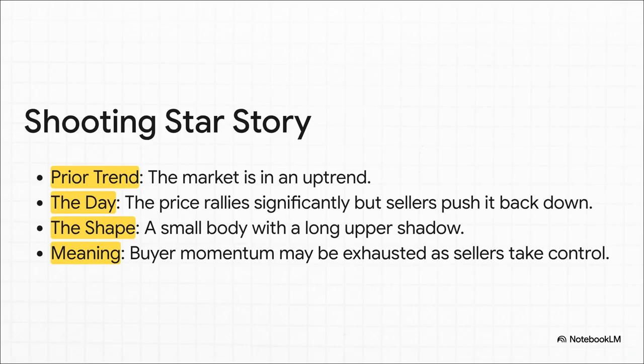They push the price way, way higher, creating that long upper shadow, but they can't hold it. The sellers step in and just slam the price all the way back down, leaving just a tiny little body at the bottom. It literally looks like a star falling from the sky. This tells us the buyers are probably running out of gas and the sellers are starting to take control.